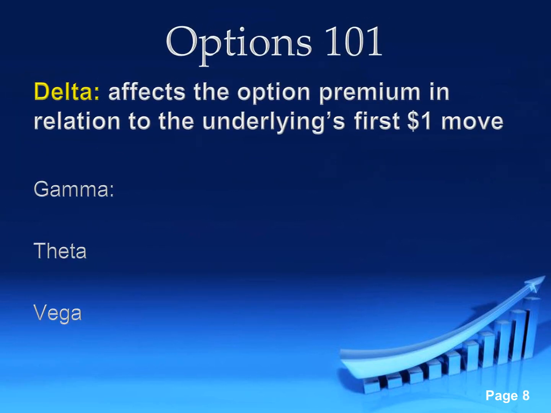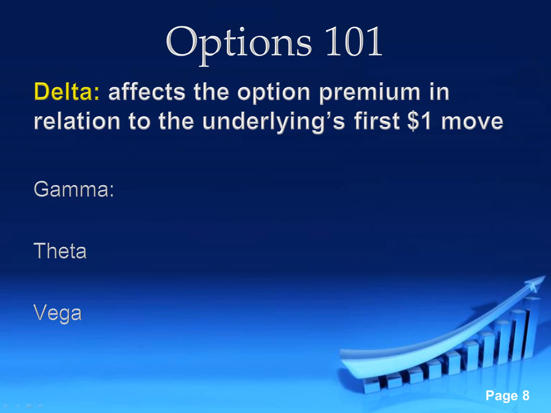All right, so options 101. Before we get into anything, I want to make sure you guys are clear on the concept of these Greeks. A lot of people start shying away real quick when they see the Greeks, because what do all these things mean? I mean, it's Greek to me, right? So I've got some easy ways to remember what these Greeks mean. Unfortunately, we're going to have to start out with delta, and we just have to memorize delta. But delta affects an option premium in relation to the underlying's first dollar move.